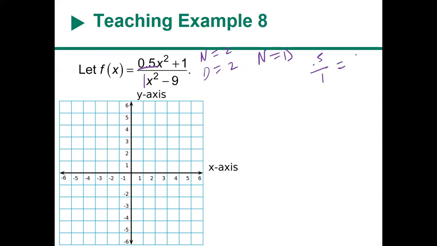We all agree? 0.5 divided by 1. That's what I just said. We're all in agreement, right? I'm gonna write a half. So that means that my asymptote is at y equals 1/2. So I'm gonna go to 1/2. It's your horizontal. Remember, step 1 is to find the horizontal. So we have a horizontal asymptote here at y equals 1/2.